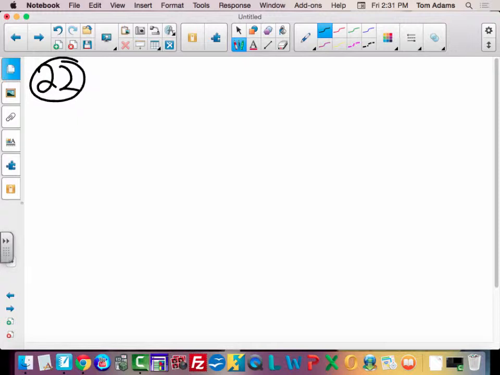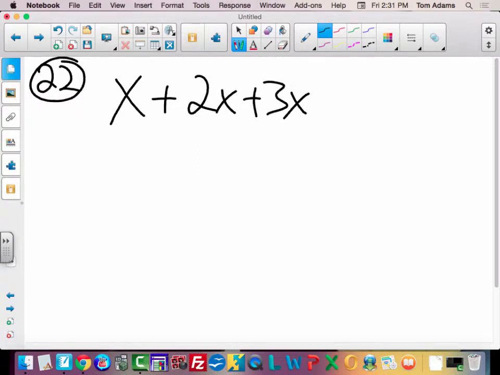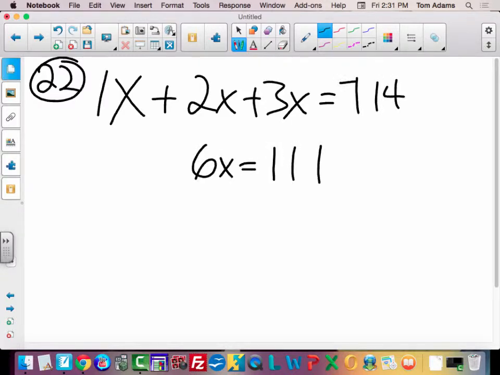No, we don't know, so we call it x. So x plus its double. How do I get double x? 2x. Plus its triple. How do I get triple its number? 3x. When I add all those together, it equals 714. All right, so 1 plus 2 plus 3 is 6. 6x is equal to 714. Divide both sides by 6.